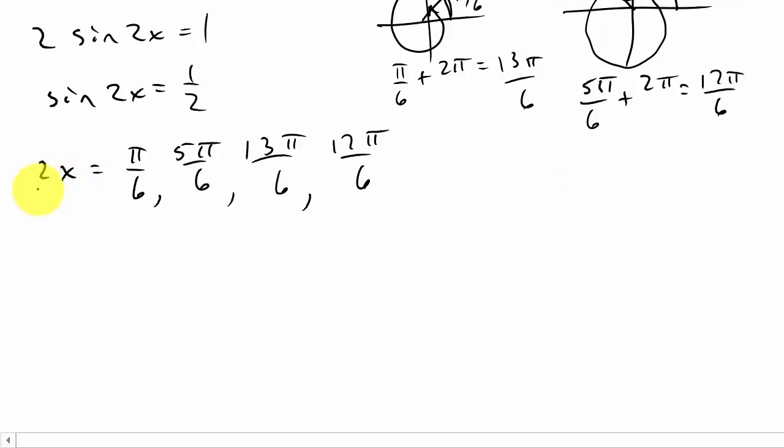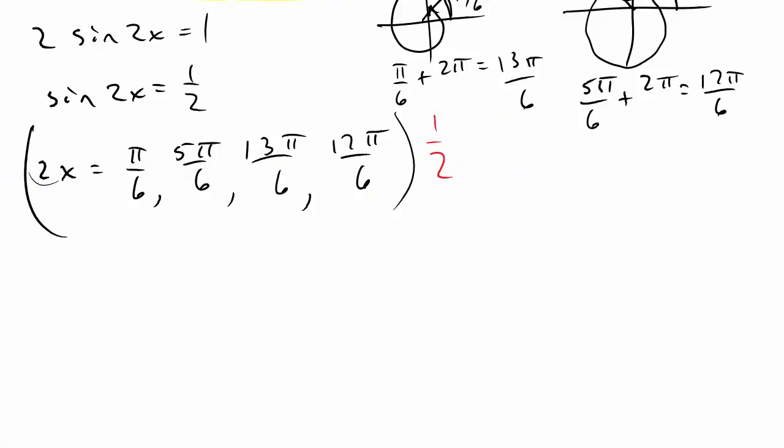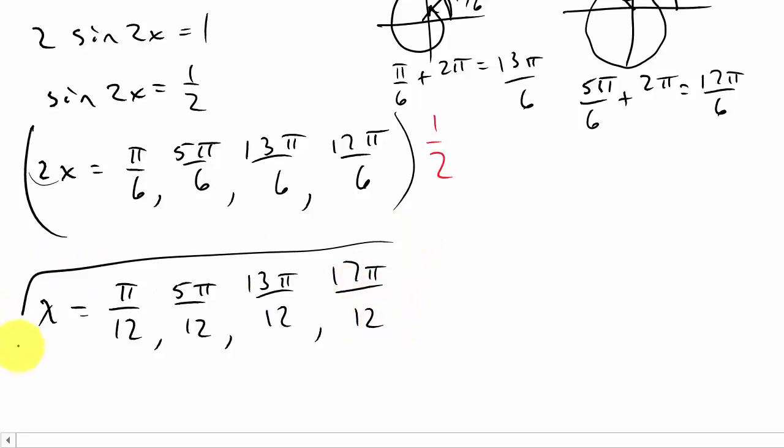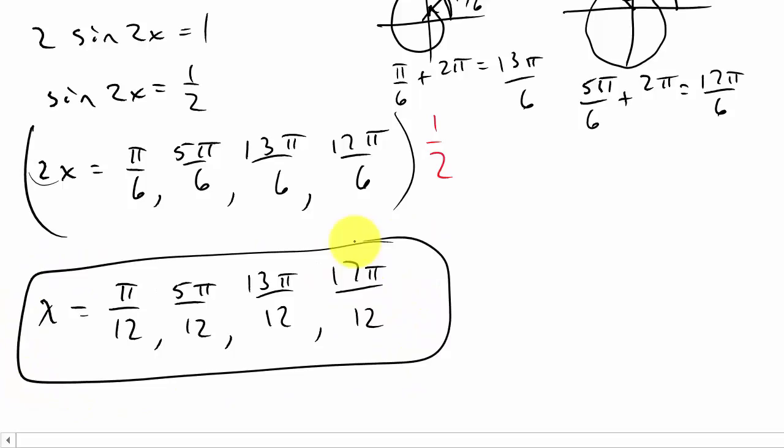But notice here we have 2x. We need x. So I need to get rid of this 2. So I can just multiply everything by 1/2, and that'll cancel the 2's out. So I would get x is, and then I multiply each of these by 1/2. So that would be pi over 12, 5 pi over 12, 13 pi over 12, and 17 pi over 12. And there's my solution.